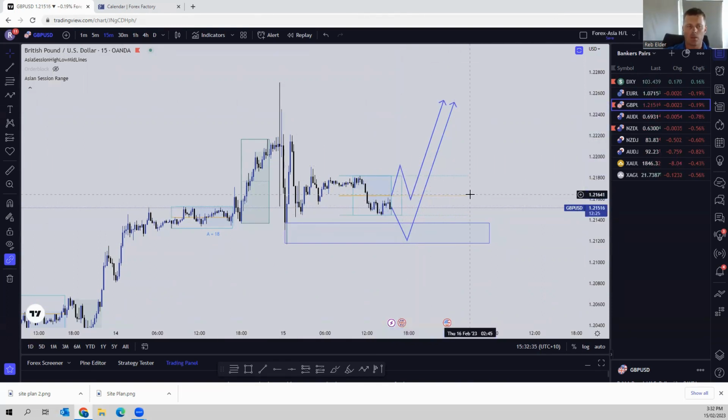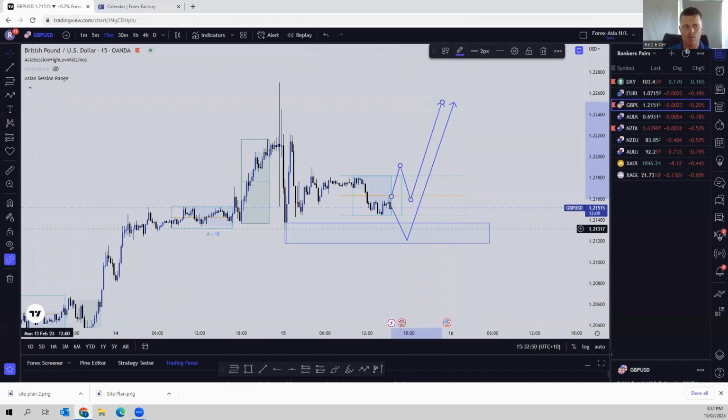We'll see how the red news plays out today on USD, and see if we can get a better looking trade set up for tomorrow, especially on EU. Other than that, guys, have a good day and happy trading, and I'll see you all tomorrow.